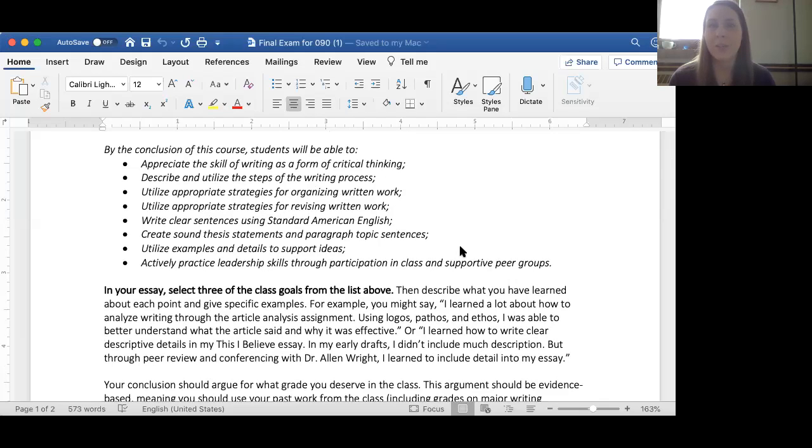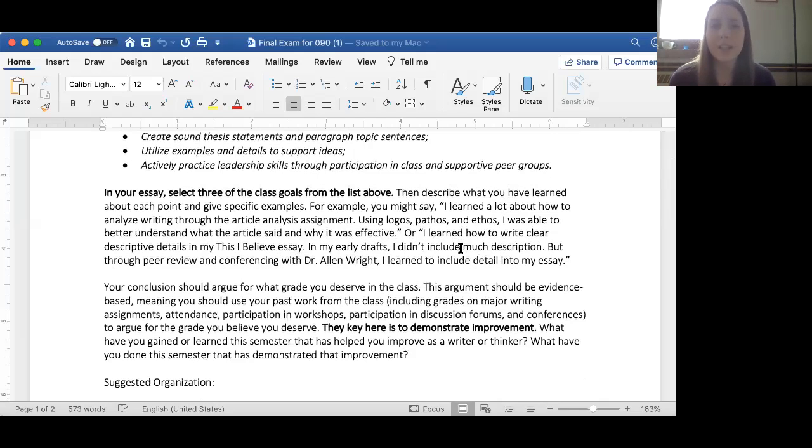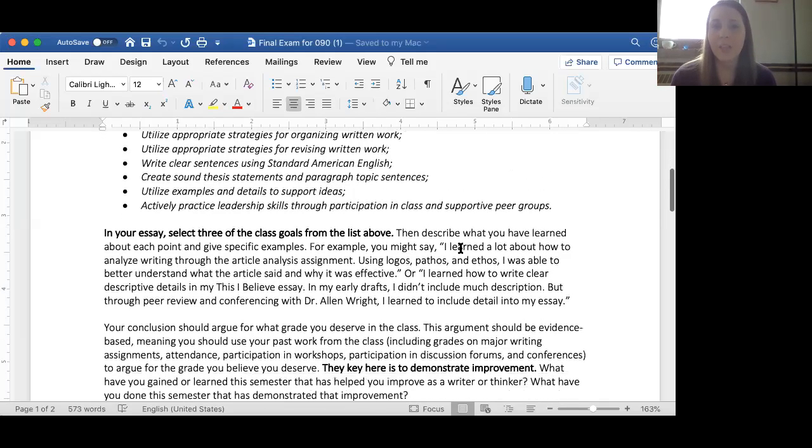I know that those have been a little out there because of going online, but you guys have all still demonstrated that when we were in class and now. So in your essay, you're going to choose 3 of those above goals. And then you're going to describe what you've learned about each point and give specific examples.